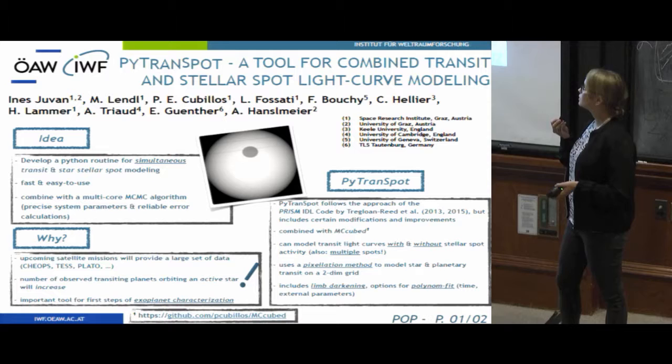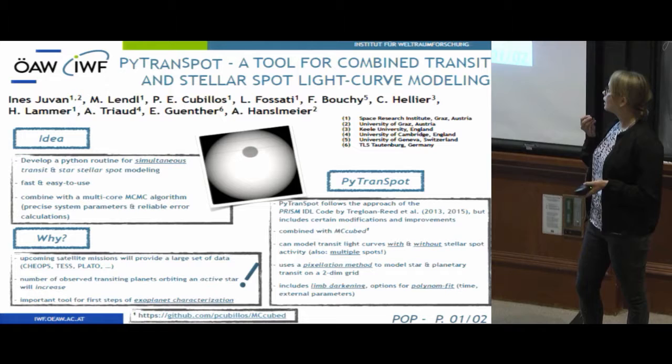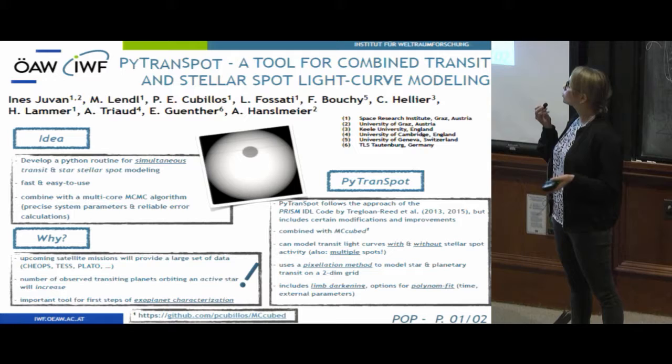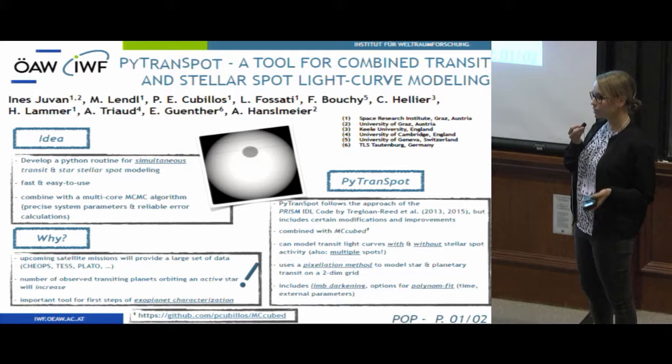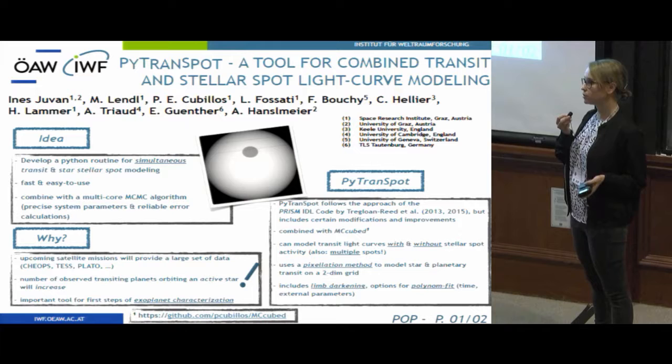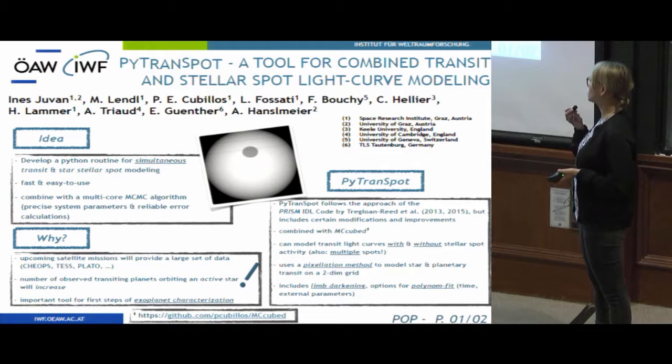The idea was to have a Python routine which is fast, flexible, and easy to use. It should be capable of performing a transit light curve analysis for stars with and without spots, and it also takes into account stellar limb darkening. It is capable of modeling or fitting for a time polynomial, or also to include external parameters which affected the observation. The code is based on an approach used by Jeremy Treglow and Reed.